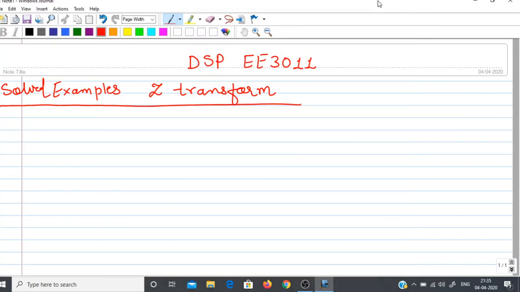Hi everyone. So we are ready to take some more examples on Z transform. In my previous videos, we have computed Z transform of some of the important sequences. I will simply list down them. We obtained Z transform of unit impulse sequence or Kronecker impulse sequence, and we found that the Z transform of impulse is 1 with ROC entire Z plane.